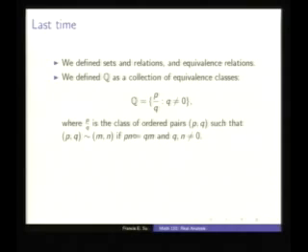Another idea that you can define using relations is the idea of a function, and we'll say more about that. You'll see more examples of that later. The idea of an equivalence relation is basically a way of grouping together objects in a set that you want to consider as being equivalent. And so when we defined the rational numbers, we defined them as equivalence classes of certain objects.